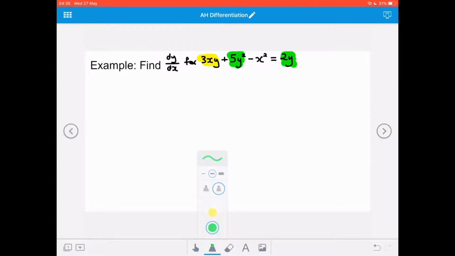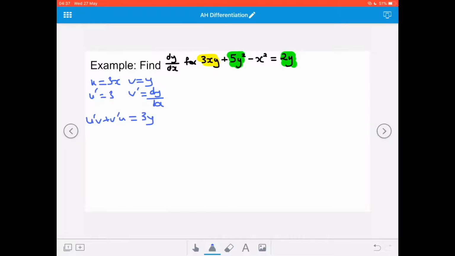So let's look at the 3xy first. We're going to let u equal the 3x, and we're going to let v equal the y. So that means u prime is going to equal 3, and v prime is going to equal 1 multiplied by dy by dx, because we're differentiating the y with respect to y, and then differentiating y with respect to x. So u prime v plus v prime u is going to equal 3y plus 3x multiplied by dy by dx.